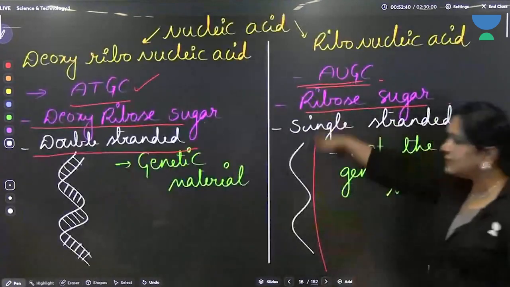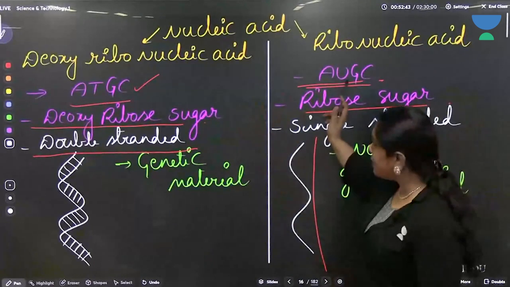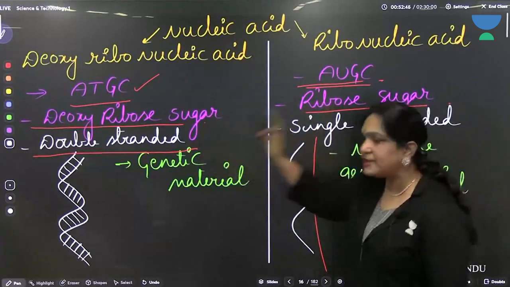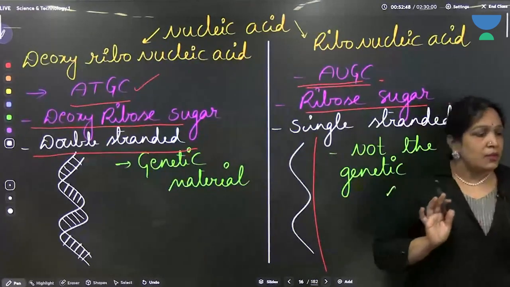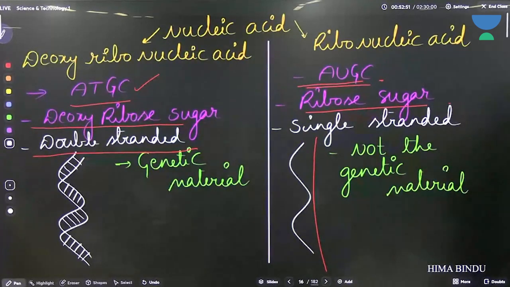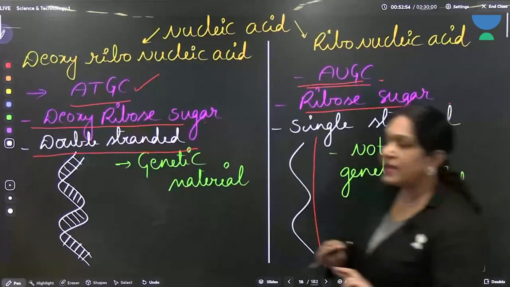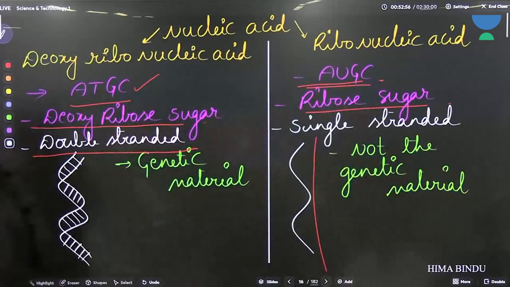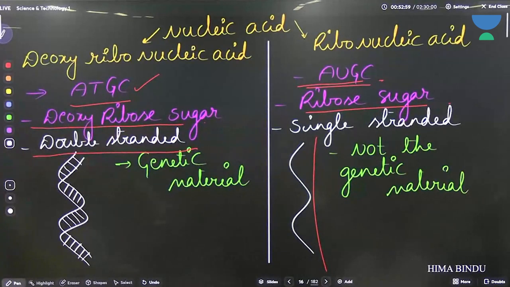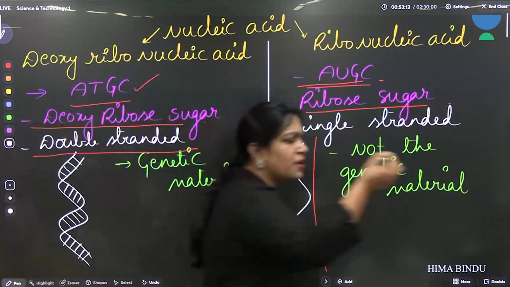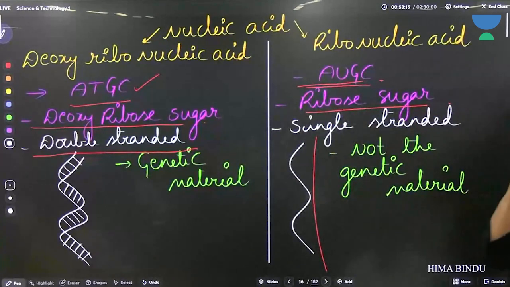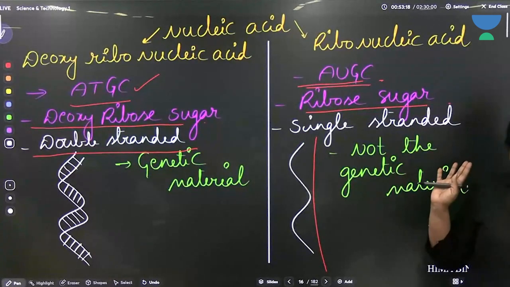Now tell me, is every point in this table clear? ATGC, AUGC, deoxyribose, ribose, double stranded, single stranded. And what is our genetic material? DNA. From bacteria to human beings, in all the organisms, genetic material is only DNA. Only viruses have RNA as genetic material. From bacteria onwards, plant cells, insects, small flies, humans, everything will have only DNA as genetic material.